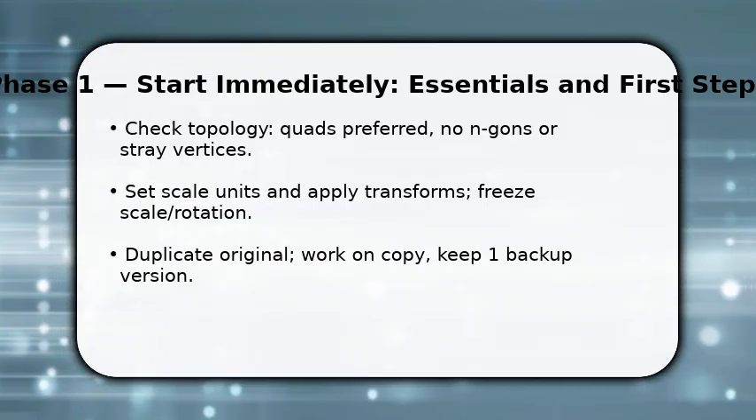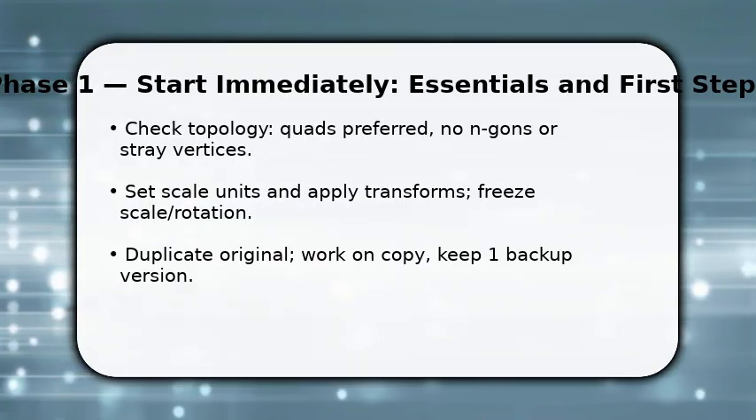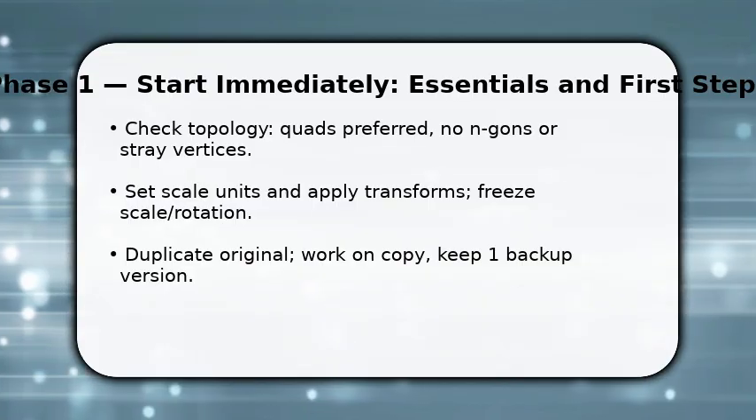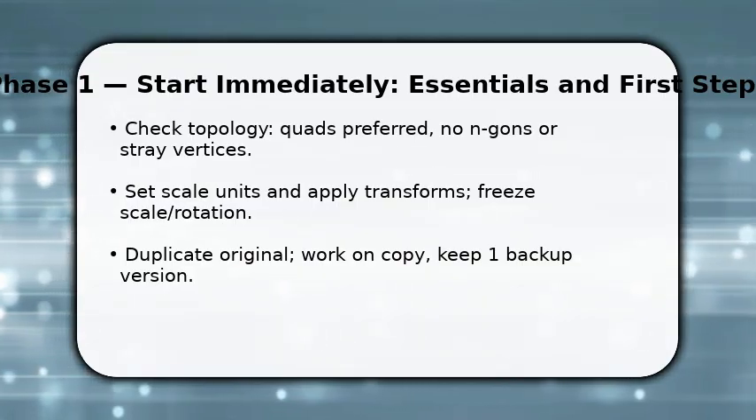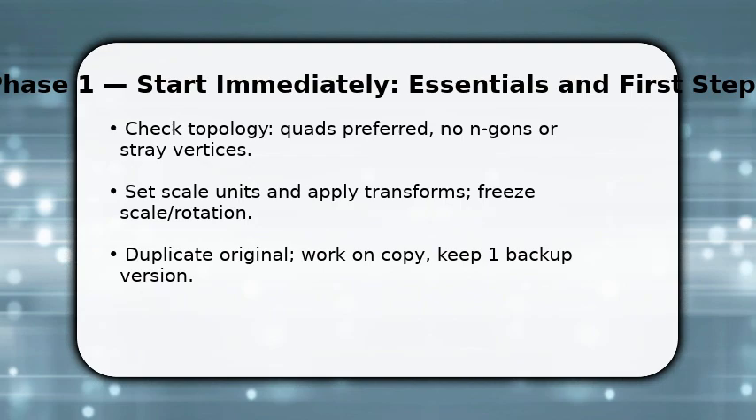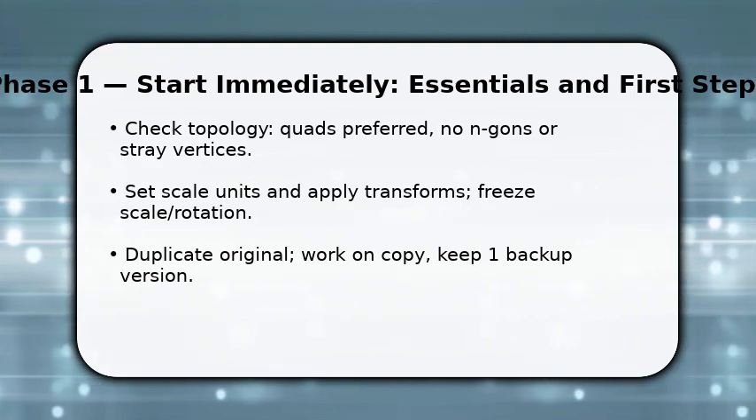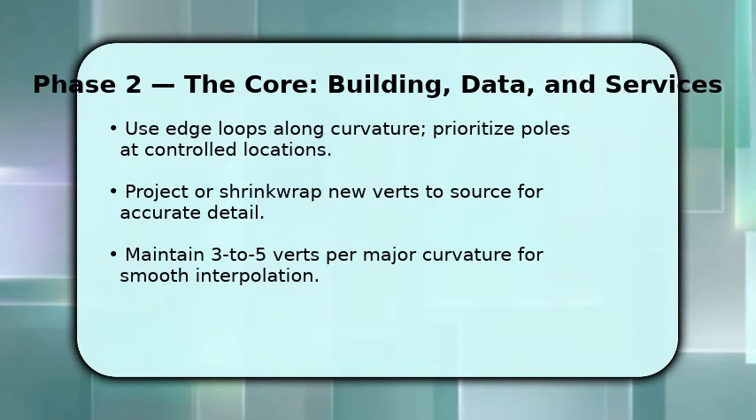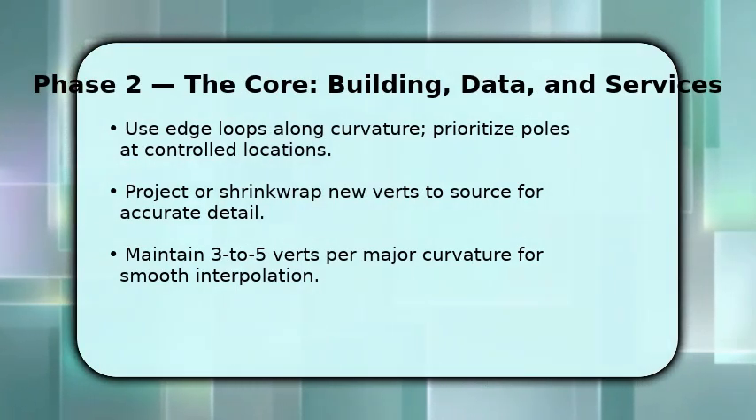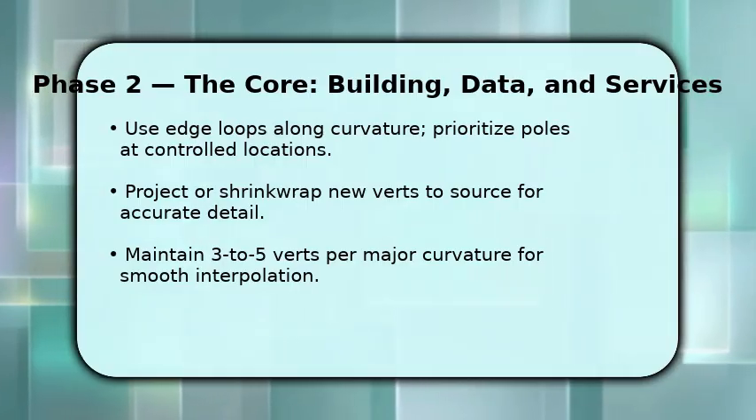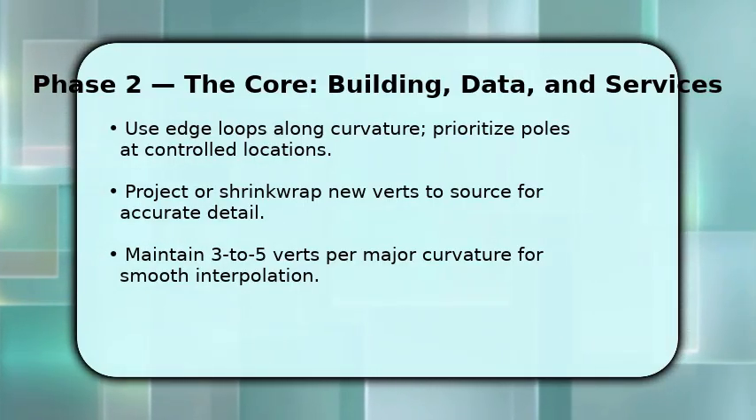Begin topology with a low-density cage where loops follow curvature, because edge flow controls deformation and smoothing. Work fast and make iterative saves as you proceed to the next phase. You now build clean topology. Draw edge loops that follow major curvature and place poles in low motion areas so deformation and smoothing stay stable.